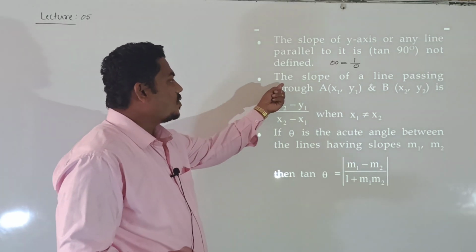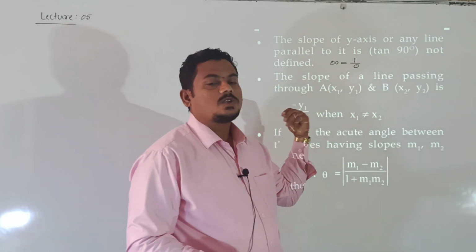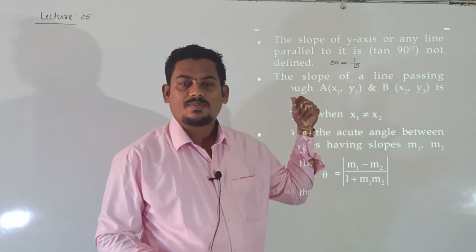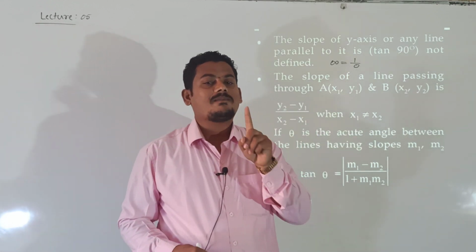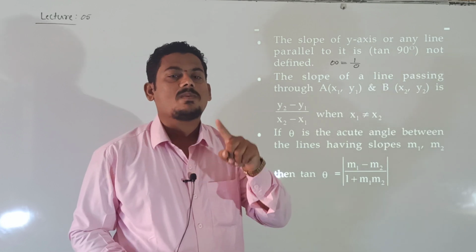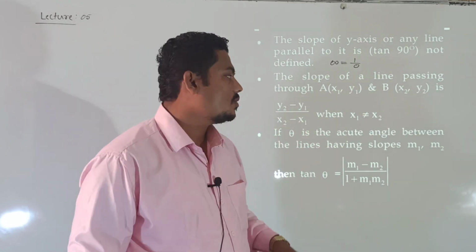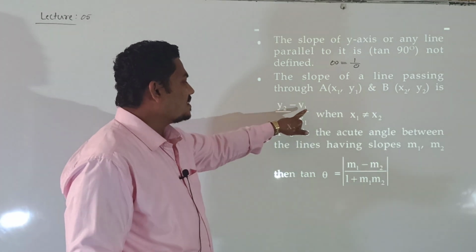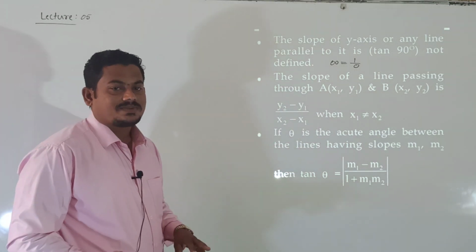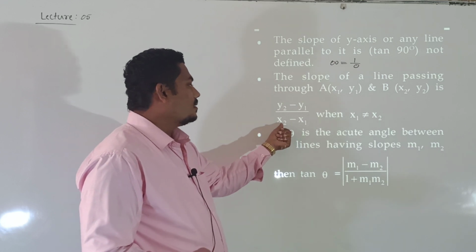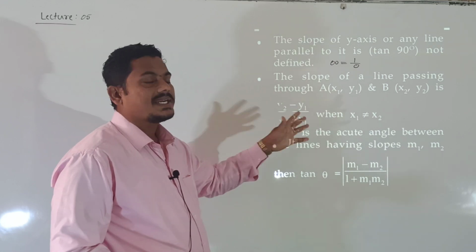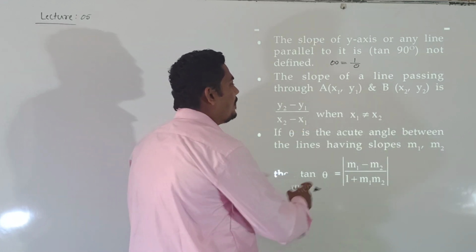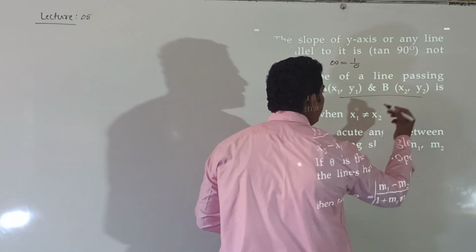Next, the slope of a line passing through 2 given points. Already you know this formula. The slope of the line joining 2 points x1, y1 and x2, y2 is y2 minus y1 divided by x2 minus x1. That is the slope of the line joining these 2 points, right?